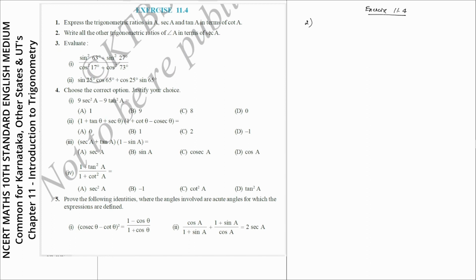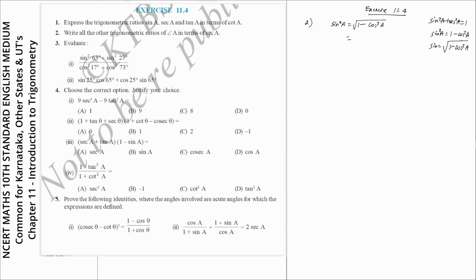Exercise 11.4, question number 2. Write all the other trigonometric ratios of angle A in terms of secant A. So we know that sin square A is equal to 1 minus cos square A. How did we get that? From this identity, sin square A plus cos square A is equal to 1. Therefore sin square A is equal to 1 minus cos square A, or sin A is equal to square root of 1 minus cos square A.